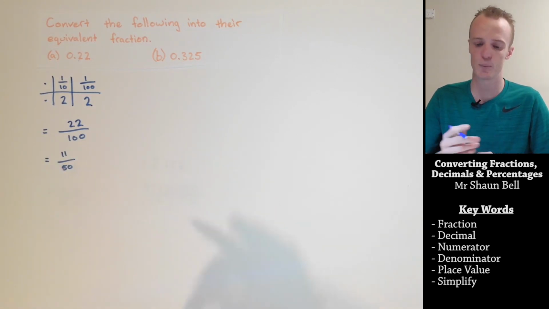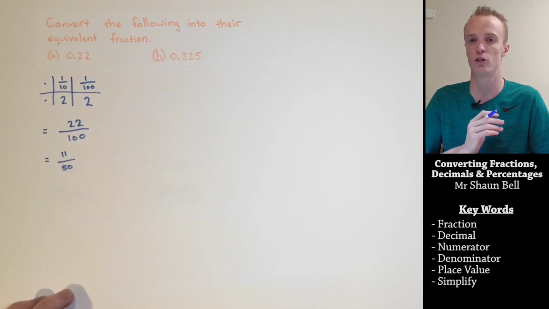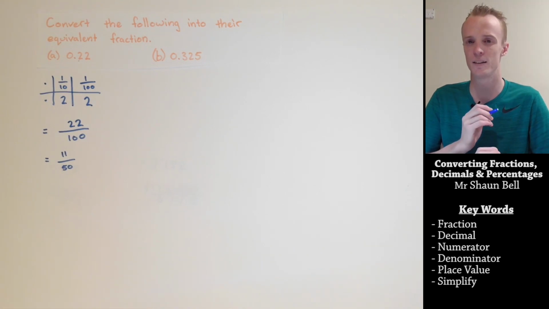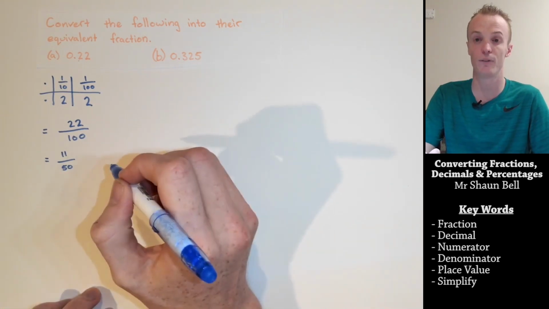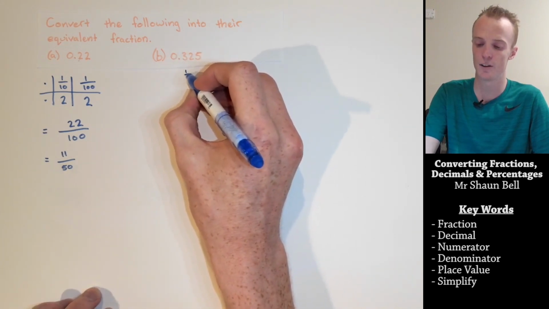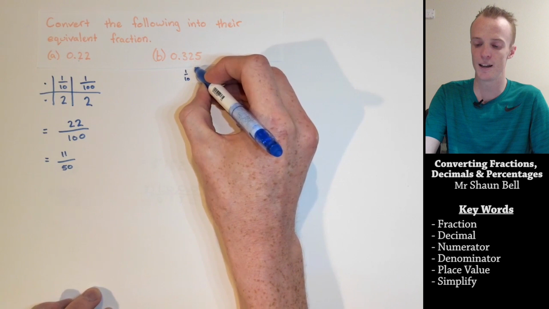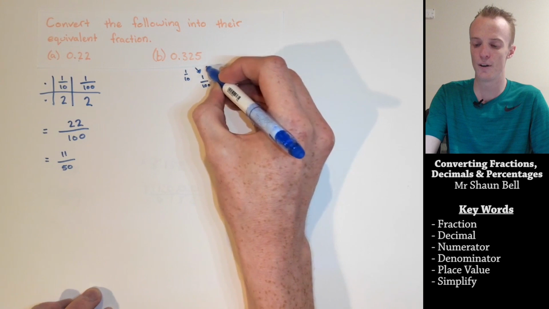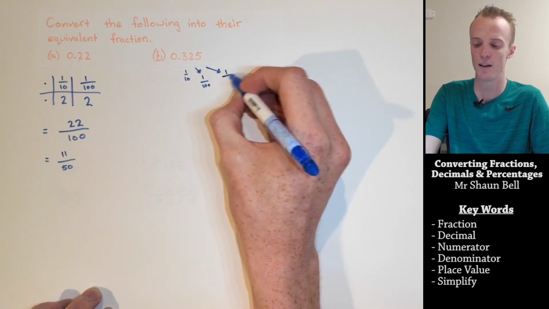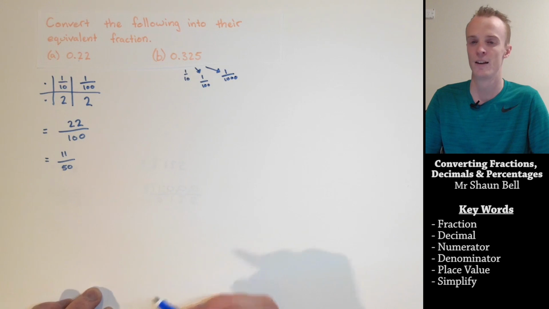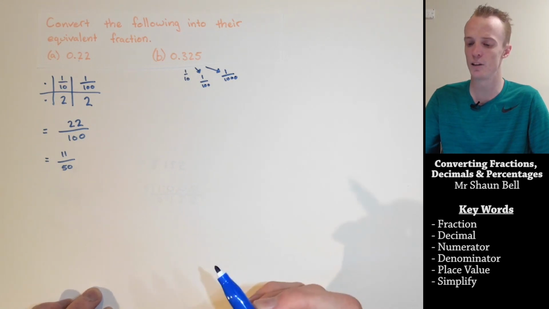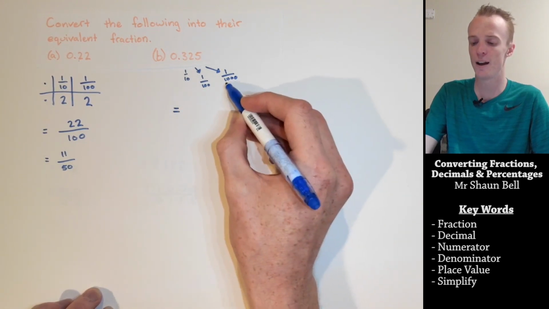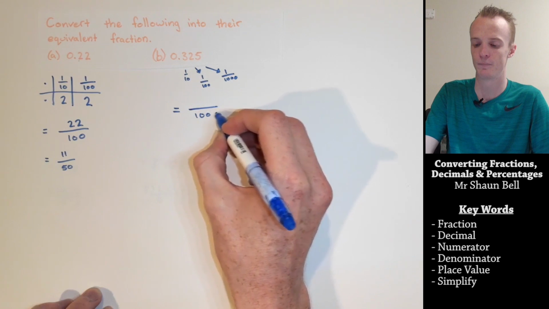However, there is a way to do this without having to draw out the place value chart. You can and it will work, but this is slightly quicker. If we consider the decimal 0.325, the first decimal place value is our tenths. The second decimal place value is our 100ths. The third decimal place value is going to be our thousandths. So the last place value that we use is 1 over 1000. So we let our denominator be 1000.